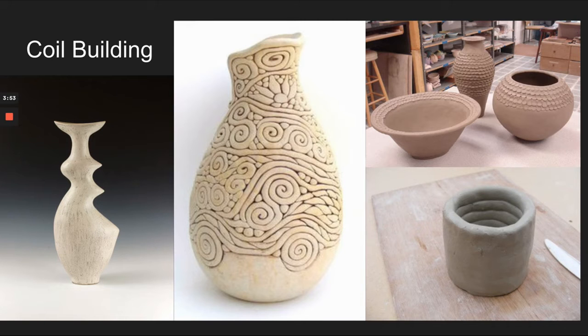So coil building, I gave you a brief explanation, but it's when you use coils, and you see that more clearly on the bottom right. You can see on the inside the coils are seen on the inside, but we've blended them on the outside. For you guys, that's all I'm going to be expecting, is that you coil build and then you smooth the outside surface.